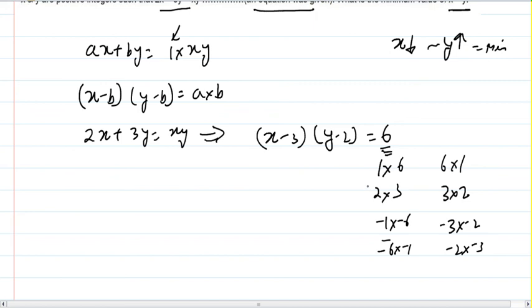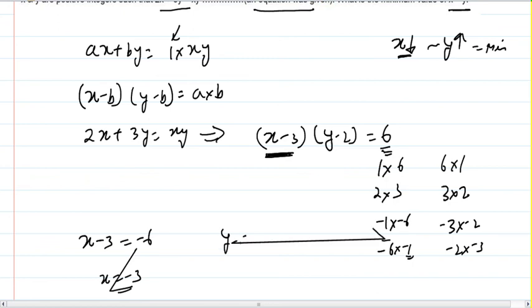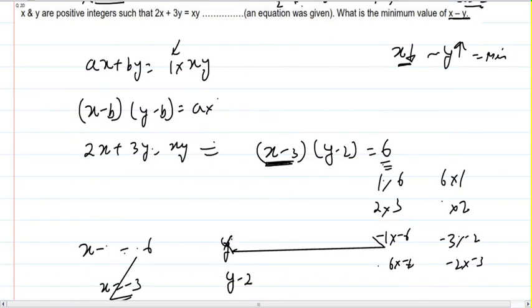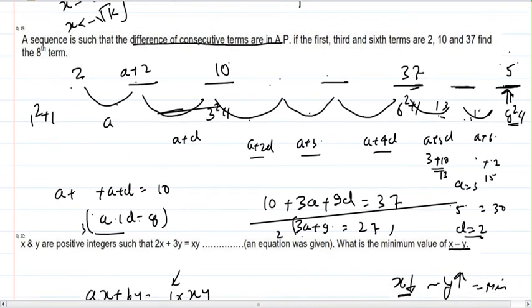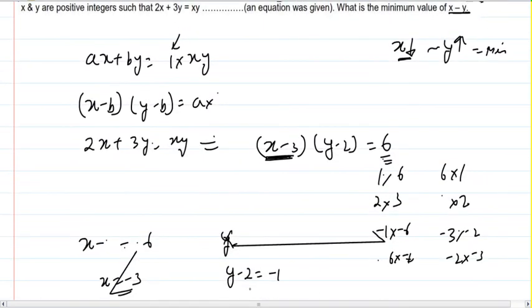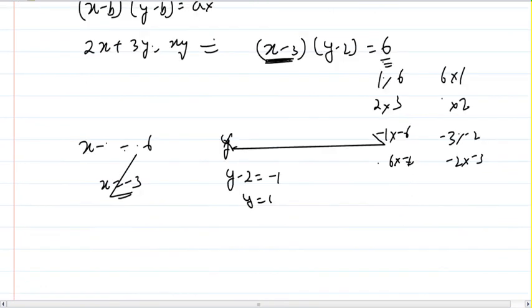But let us not lose the focus here. I want x to be minimum. So I would want this bracket to have largest value possible, negative. That is minus 6. I will assign x minus 3 as minus 6. I will have x is equal to minus 3. Why? I want x to be negative. I want x to be less. I will assign minus 1 to this bracket. I have y minus 2. Y minus 2 is equal to minus 1. That gives me y is equal to 1. That is the largest value I can get in this way.